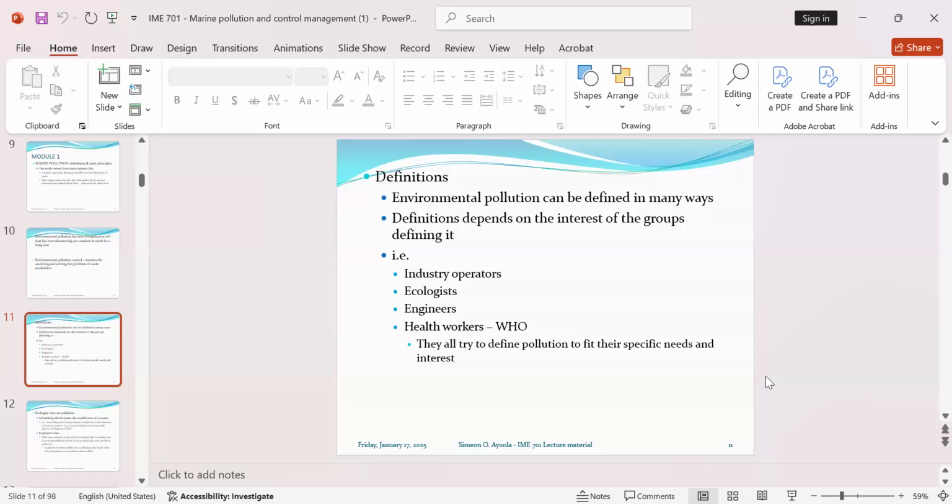An engineer is interested maybe in drilling oil offshore. The only thing he is concerned about is the pollution of oil spill on the water. He may be less concerned about the breeding ground for the organisms, so he will define it to suit himself. So also other industrial operators, health workers or WHO have their own definitions because they are more concerned about health. They all try to define pollution to fit their specific needs and interests.